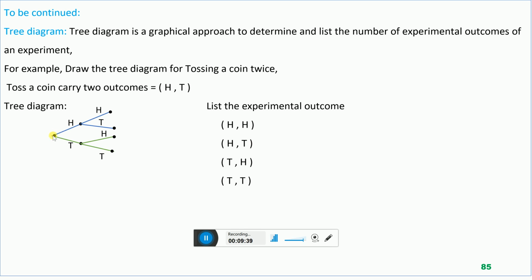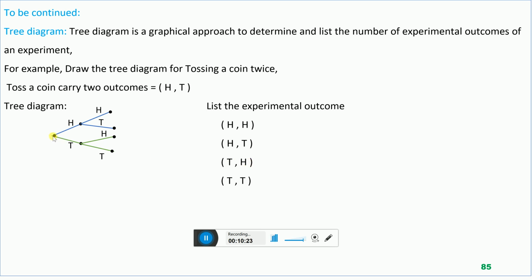Now let me follow this path to determine another possibility of the two outcomes. I am starting from the leftmost node and moving toward the rightmost node. This path carries two outcomes: one is tail and the other is head. Tail and head we list in here. What does this mean? This means that when we toss the first time, we lose the toss because there is tail on the up face of the coin. And when we toss the second time, we win the toss, there is head on the up face of the coin. So we list here.